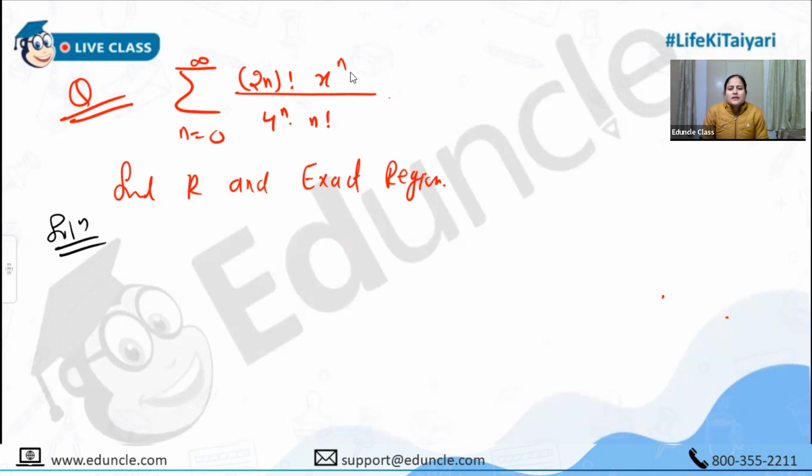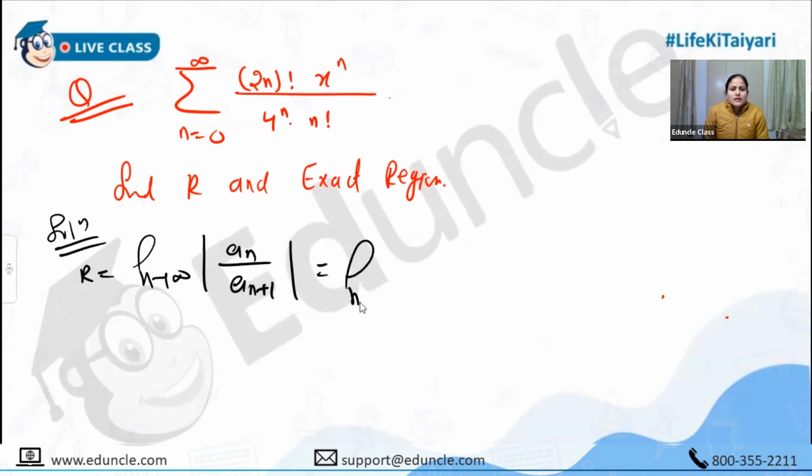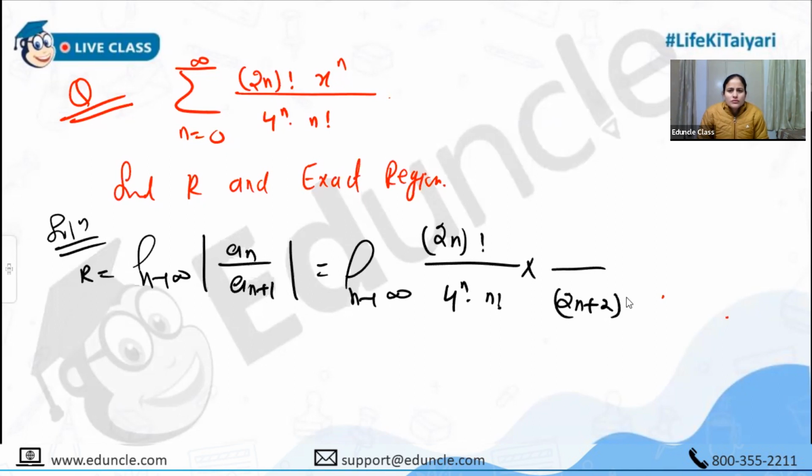So here as I am getting x raised to n, to get the radius we'll use the ratio formula. So R equals limit n tending to infinity mod of an upon mod of an plus 1, that is limit n tending to infinity of 2n factorial upon 4 raised to n into n factorial, and then 2n plus 2 factorial, 4 to the power n plus 1 into n plus 1 factorial.